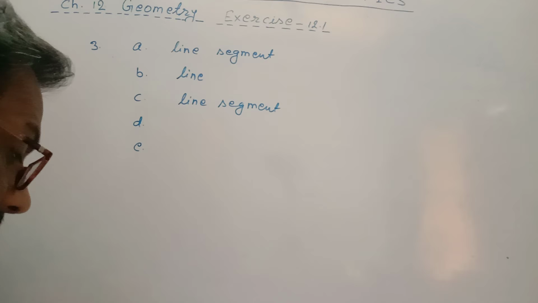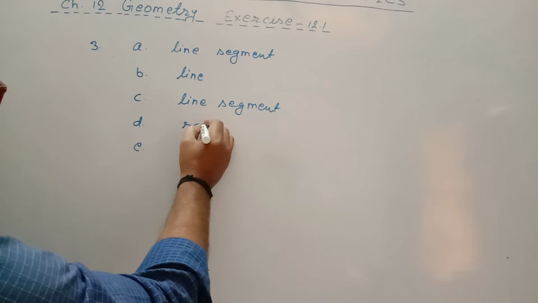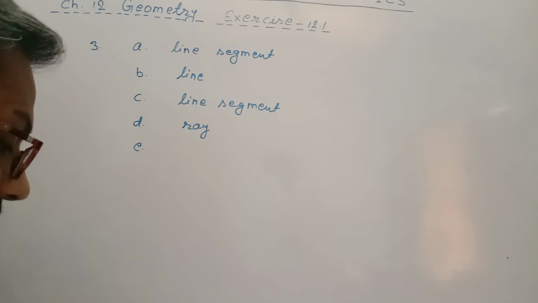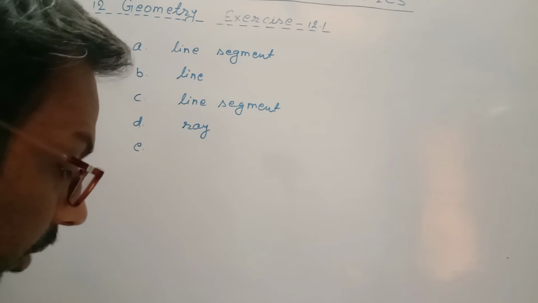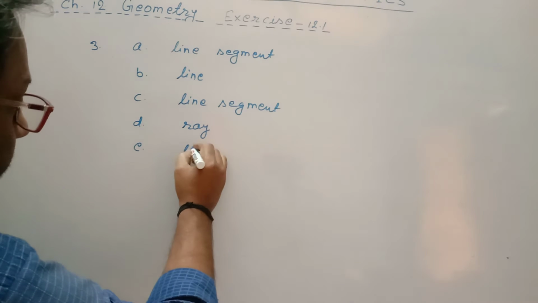Question number D, OA is a ray because it has one starting point but no end point. So OA is a ray. And question number E, no end point, no starting point. So GH is a line.